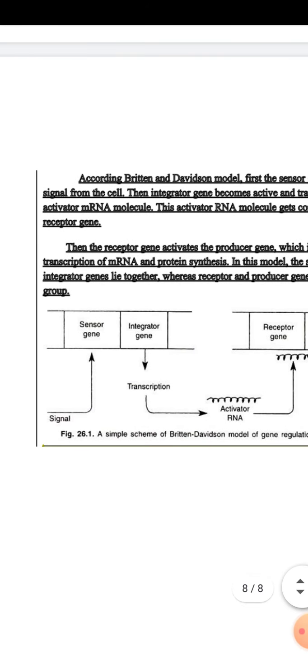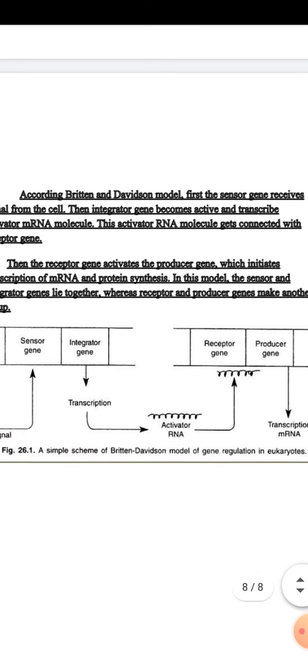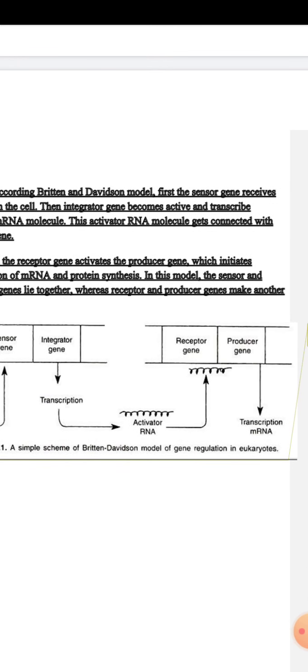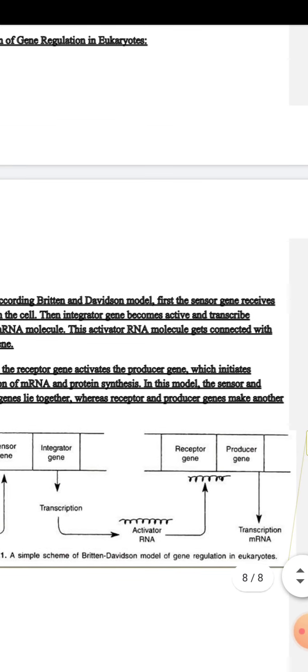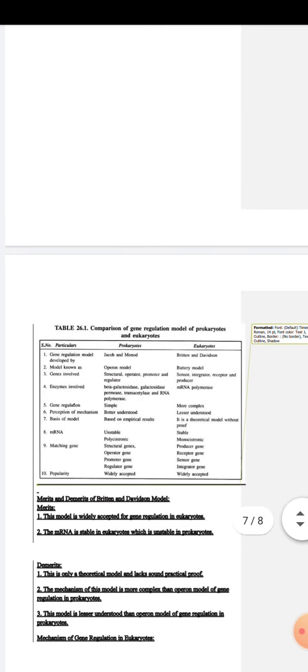So here in this figure you can see a simple method of the Britten-Davidson model of gene regulation in eukaryotes. Here you will see the sensor gene is grouped, always lying adjacent to the integrator gene. The sensor gene will provide the signal to the integrator gene. The integrator gene will get transcribed with the activator messenger RNA molecule and carry the information to the receptor gene, which will then pass it on to the producer gene, and the transcription of messenger RNA will take place, followed by protein synthesis. So this is the structure of the eukaryotic gene.